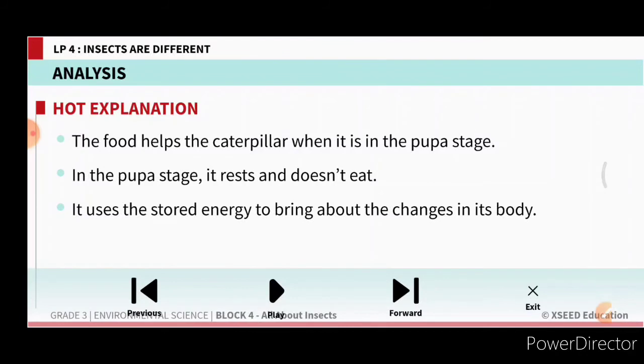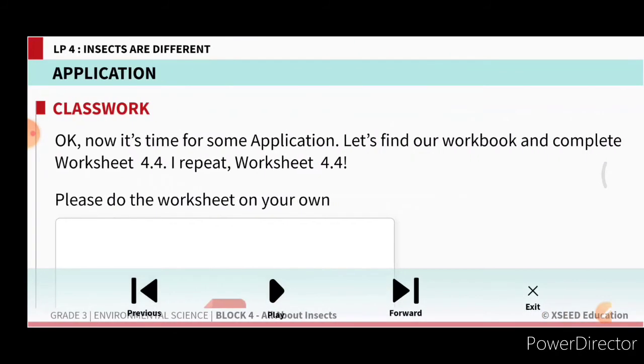We'll read it once again. The food helps the caterpillar when it is in the pupa stage. In the pupa stage, it rests and doesn't eat. It uses the stored energy to bring about the changes in its body. The energy it stored from that food, it will use to make changes in its body.